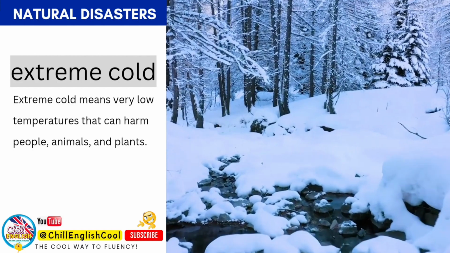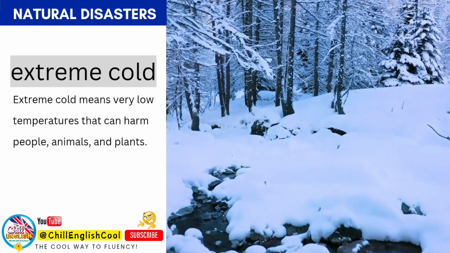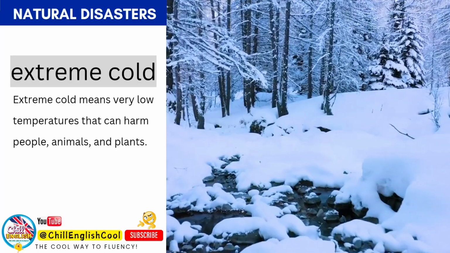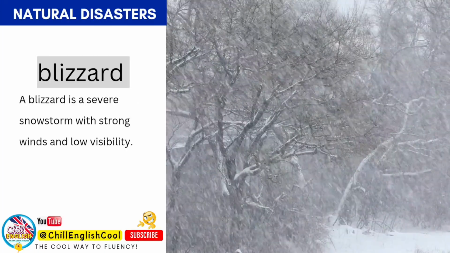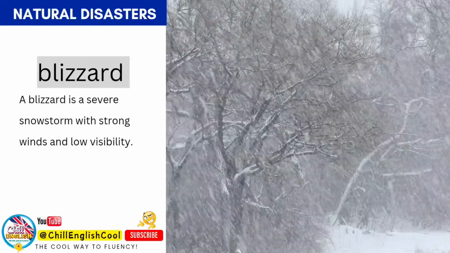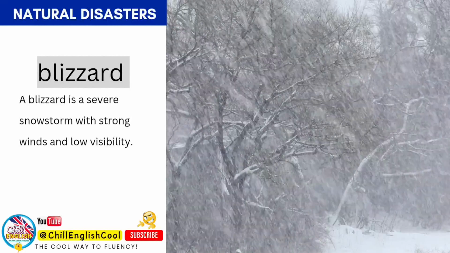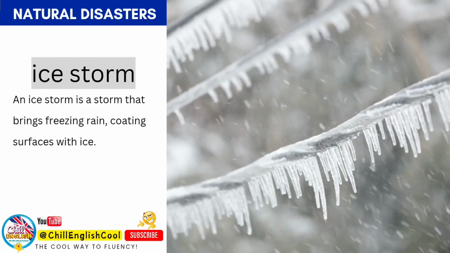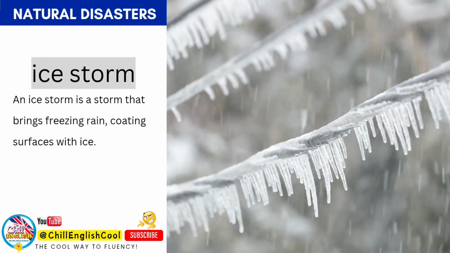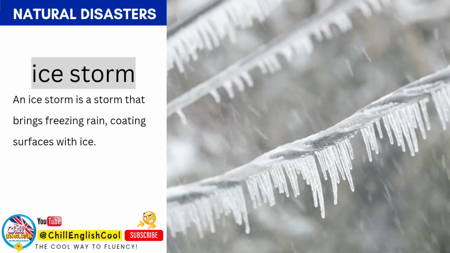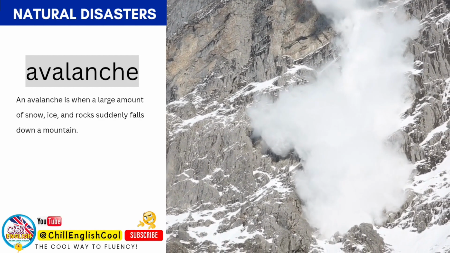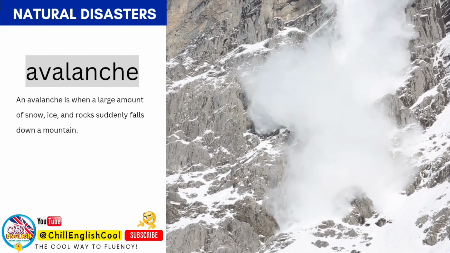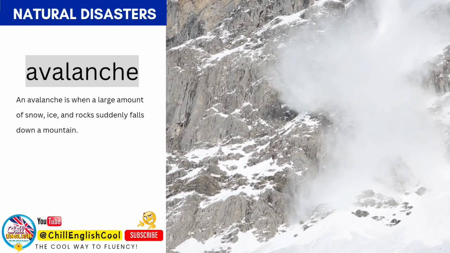Extreme cold. Extreme cold means very low temperatures that can harm people, animals, and plants. Blizzard. A blizzard is a severe snowstorm with strong winds and low visibility. Ice storm. An ice storm is a storm that brings freezing rain, coating surfaces with ice. Avalanche. An avalanche is when a large amount of snow, ice, and rocks suddenly falls down a mountain.